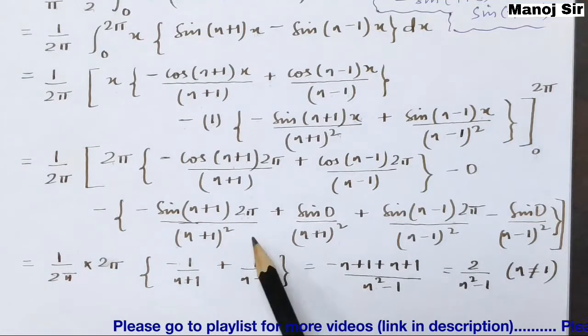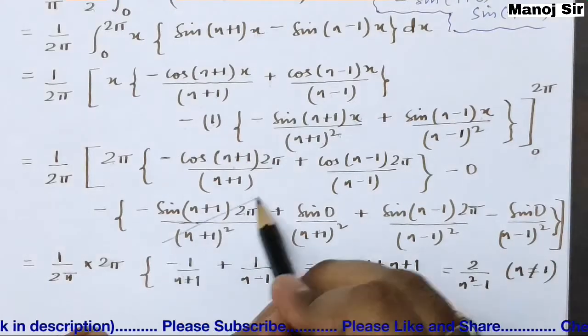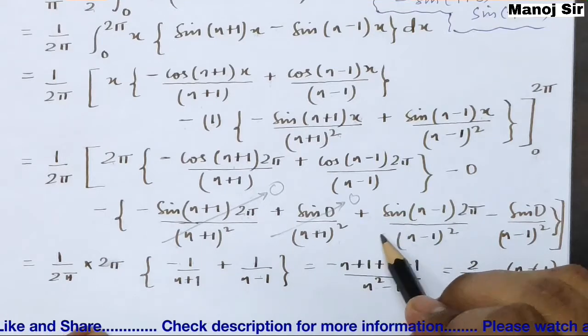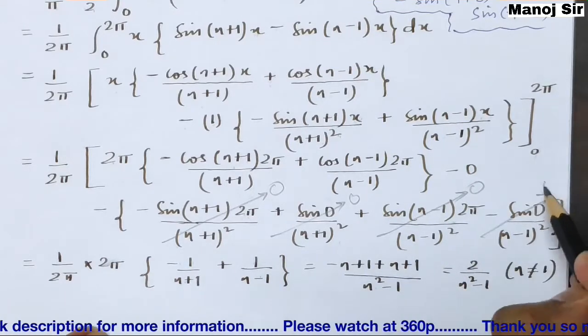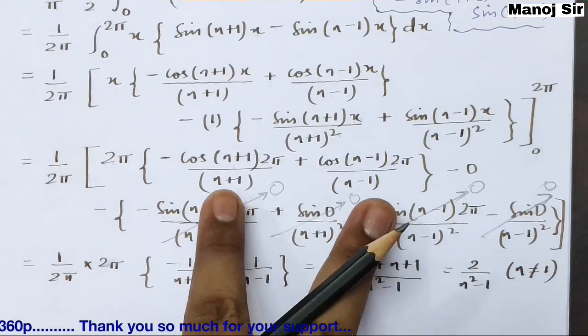If you put n equals 2, 3, 4, 5 up to infinity, this term is going to be 0, this is again going to be 0, this term is again going to be 0, and this is also 0. These four terms will become 0. So finally we are left with only 2 terms.